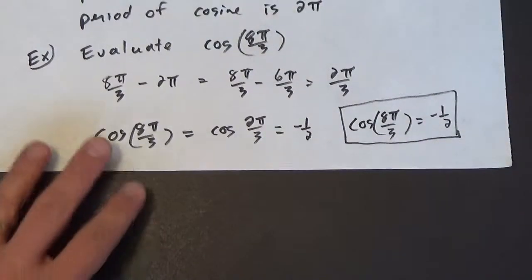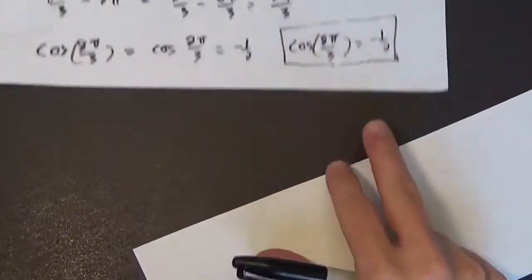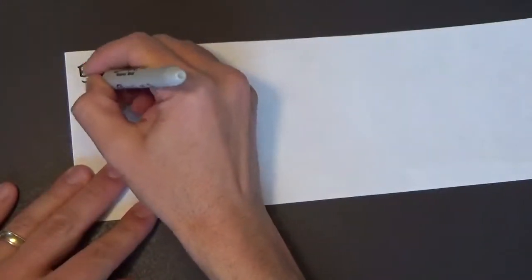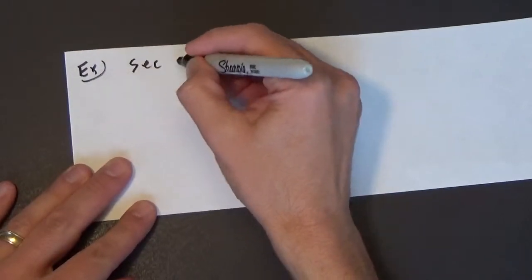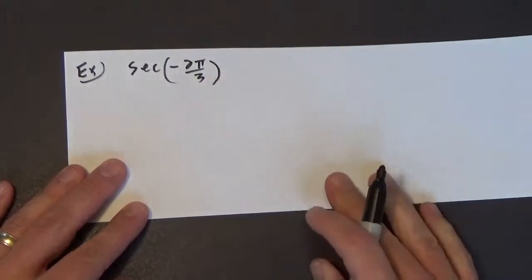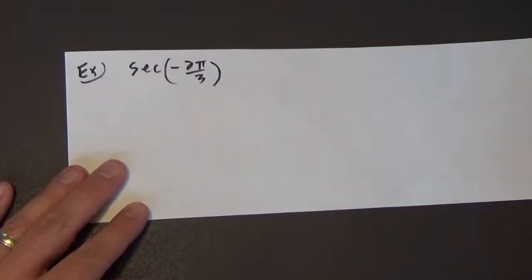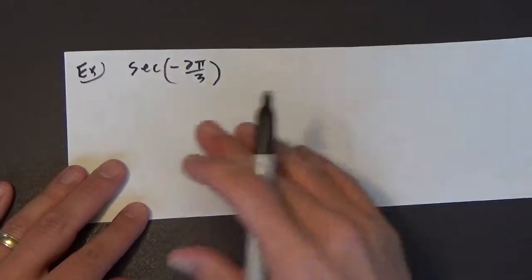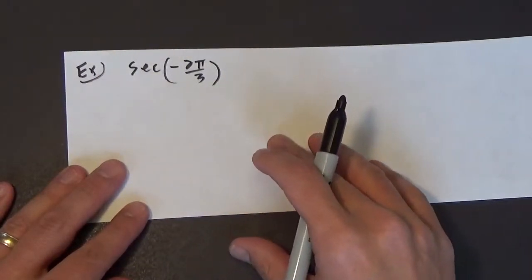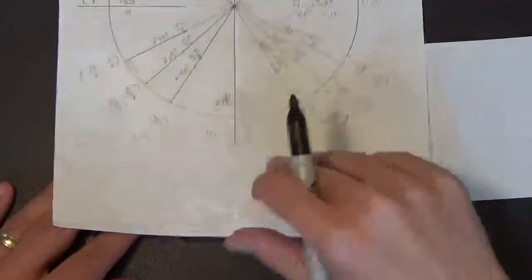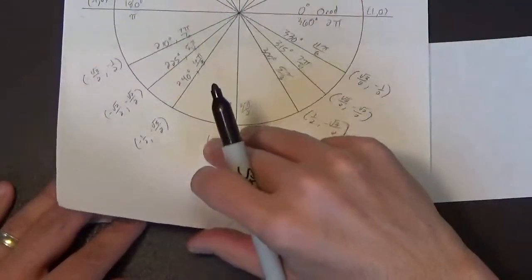Here, let's try another one. Let's say we want to find the secant of negative 2 pi over 3. Of course, we're going to have to figure out what secant is. That's 1 over cosine. But it doesn't matter. Negative 2 pi over 3 is not on our unit circle. There are no negative angles on here.